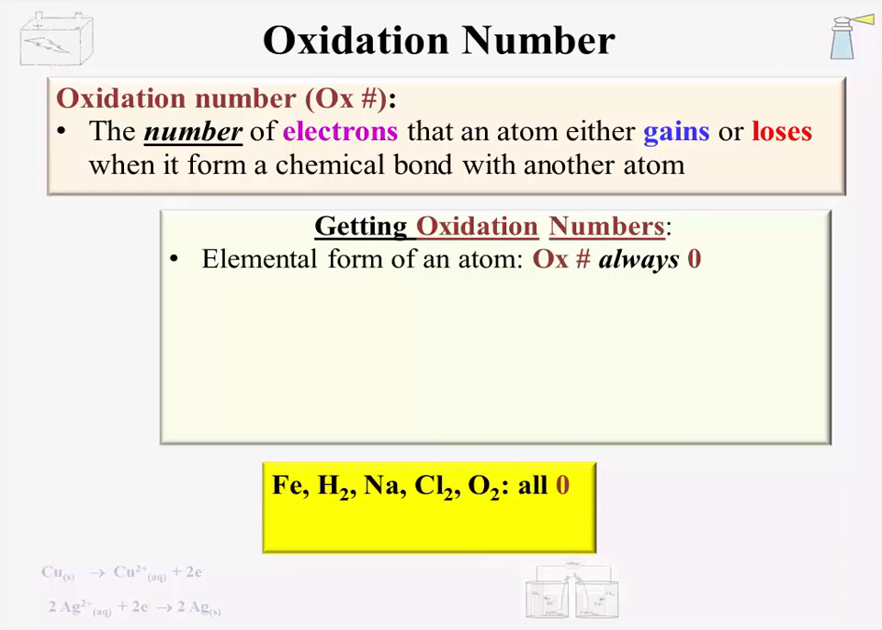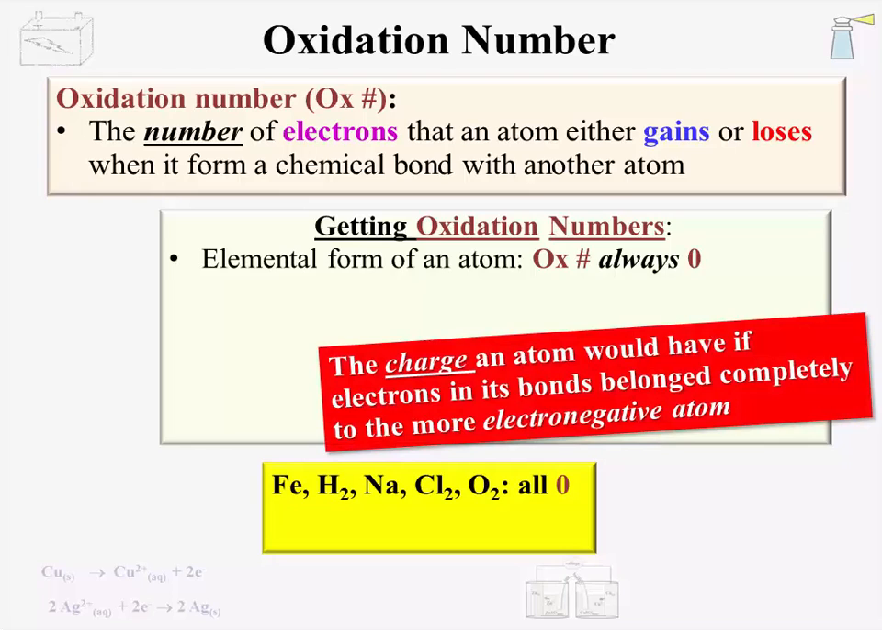This makes sense by the definition of the oxidation number: a charge an atom would have if the electrons in its bond belong completely to the more electronegative atom. For elemental iron, it makes no bonds, so it keeps all of its electrons, and its oxidation number is the charge on the atom, 0.